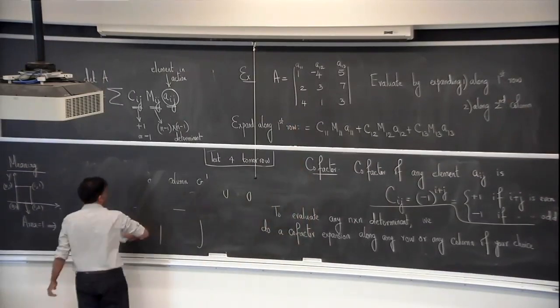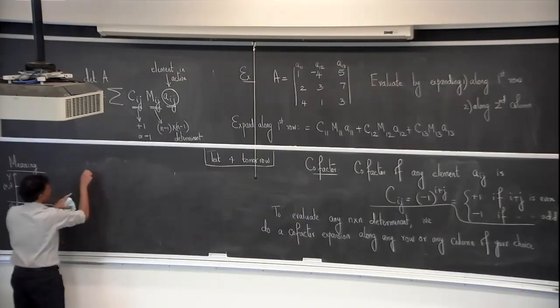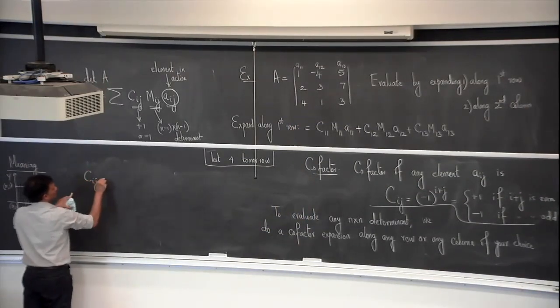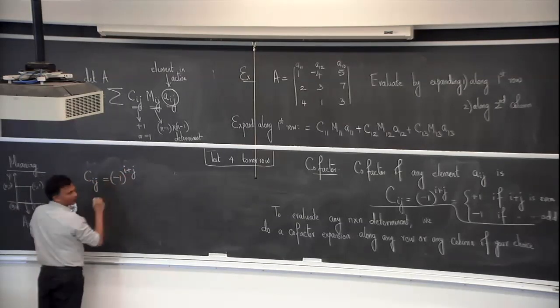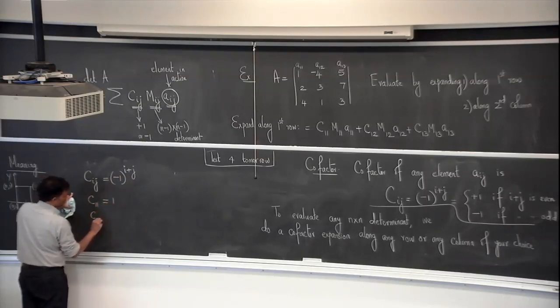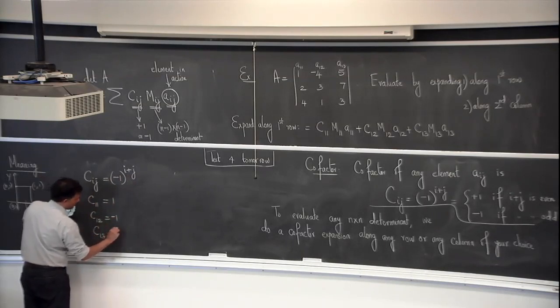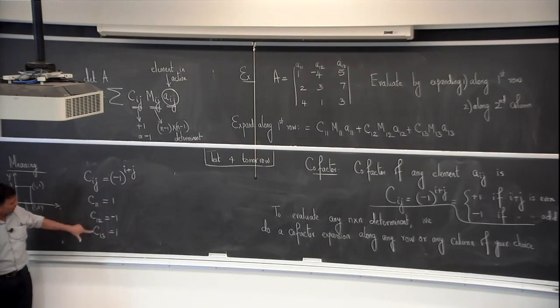Once again, there is nothing mysterious about this C11, C12, and C13. Cij is just (-1) to the power of i plus j. So C11 is just +1, C12 is -1, and C13 is +1, because i plus j is 2, 3, and 4. Okay, 1, -1, 1.